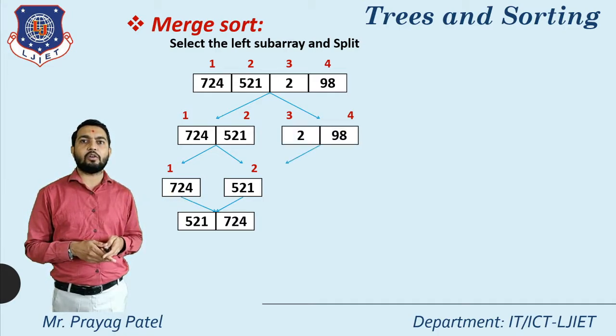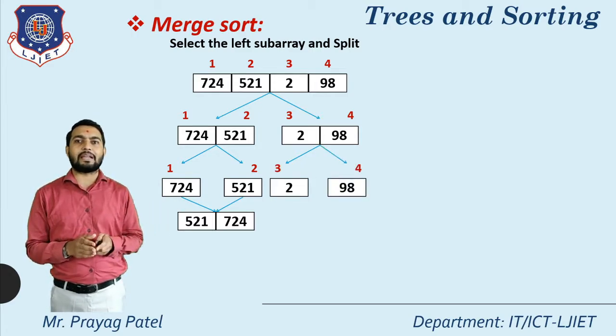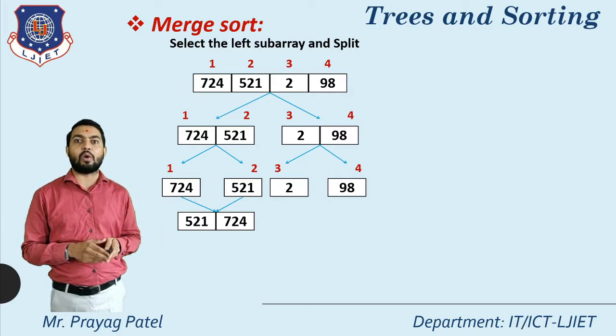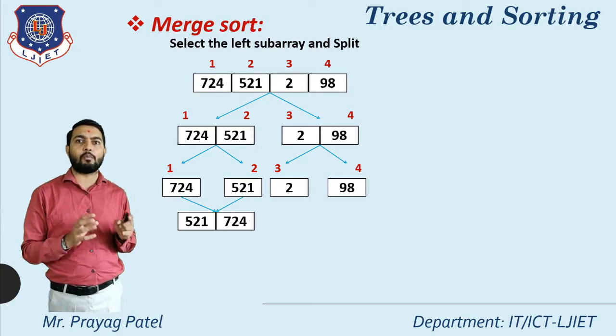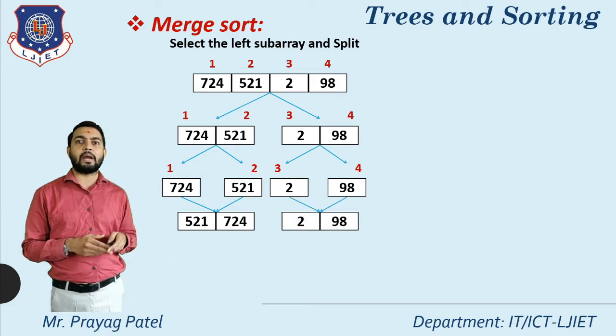So 2 and 98 also, we divide this list into two parts because more than one element is available in the list. So 2 as the left part, 98 as the right part. Now after that, 3 and 4 are both individual, single elements. So combine these two elements. After combining, we will get 2 and 98.